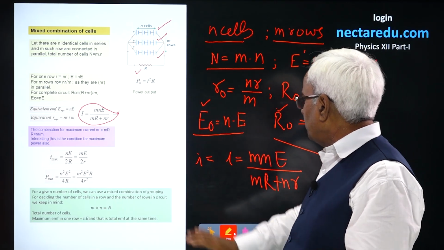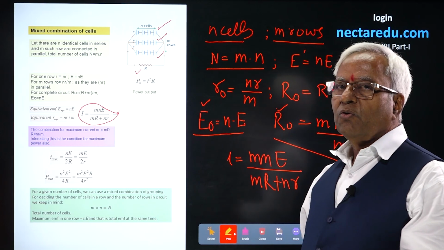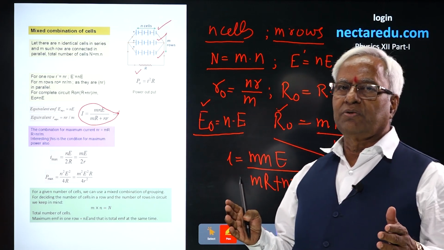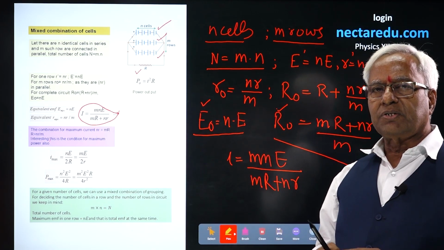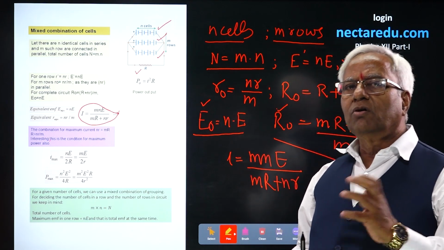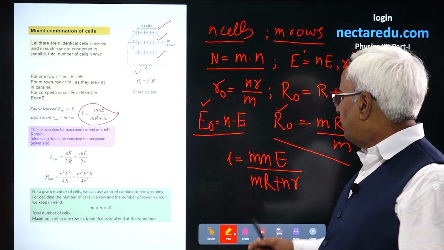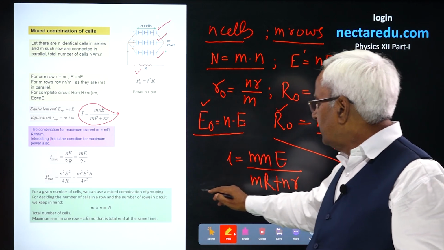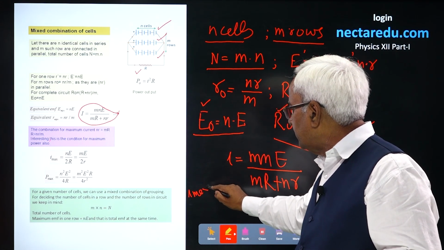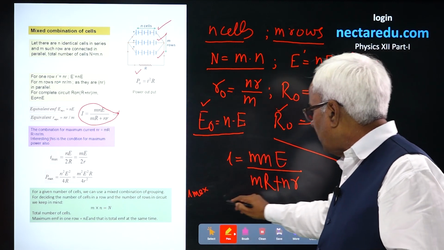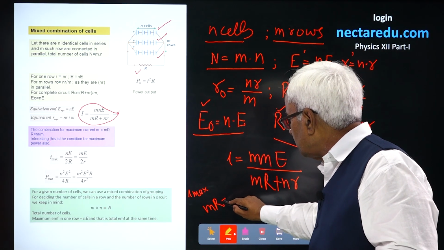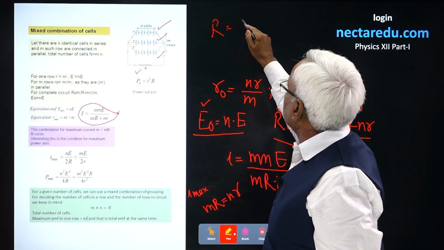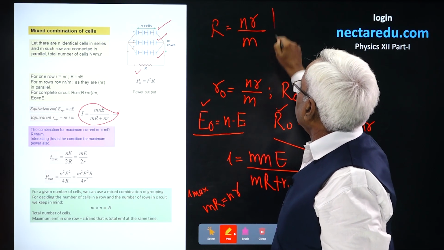In order to get the condition for maximum current, one has to differentiate. The only mathematical condition for getting a maximum or minimum value is that the first differential should be 0. By doing the process of differentiation and all that, we get one very important condition for maximum current, and the condition finally comes out to be this. You see, mR equals nr, you might say R equals nr upon m.